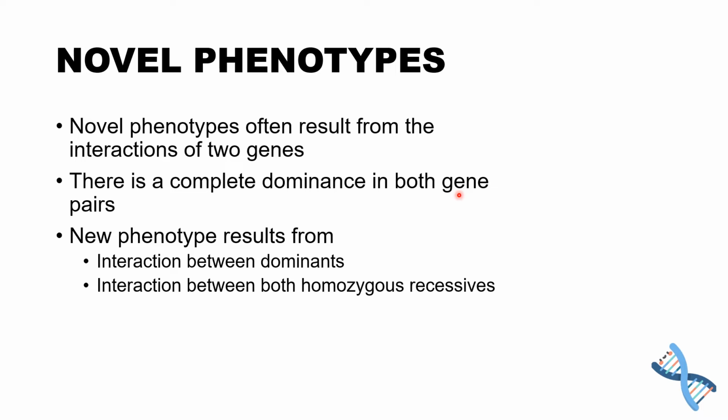So, kung sa novel phenotypes, completely dominant silang dalawa in both gene pair, then yung kalalabasan will be new phenotype. So, yung new phenotype, ito na yung novel phenotype na tinatawag natin. So, yung novel phenotype, it may result from the interaction between yung dominance natin or yung interaction between both homozygous recessive. So, yun yung pwedeng gene interaction niya dito sa novel phenotype.